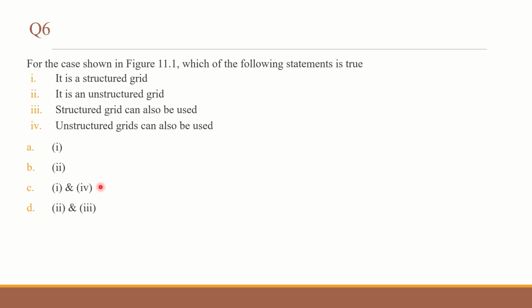We will see the options first. Option A, it is 1. Option B, it is 2. Option C, it is 1 and 4. Option D, it is 2 and 3. So we know that it is an unstructured grid, but we can use structured grid as well. This week's assignment problems are more or less based on these sample problems. So listen carefully, so you will be having no issues when we are submitting the assignments. So answer is option D, that is 2 and 3 is the right answer. Now we will go to next question.